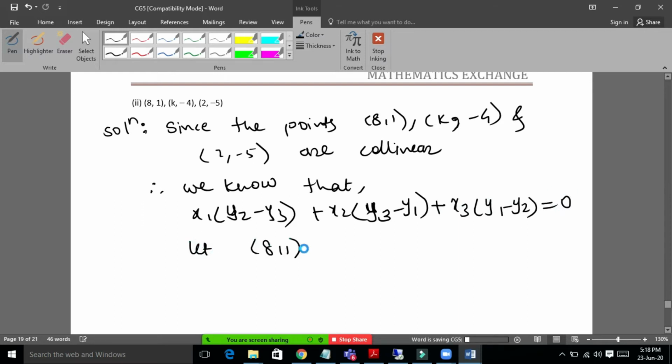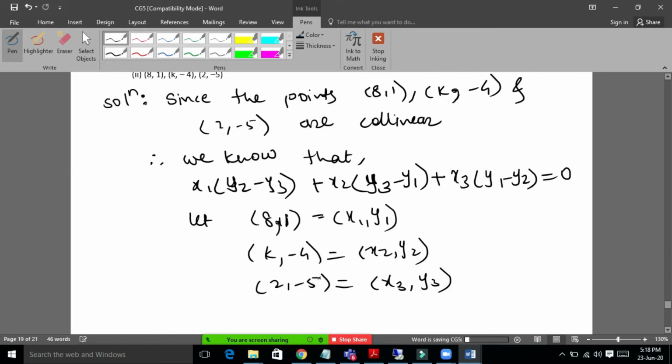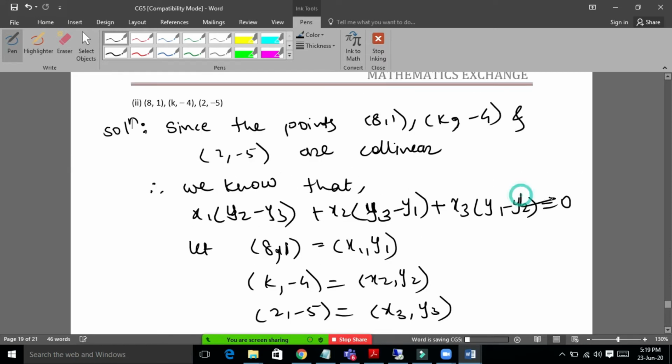So let us consider (8, 1) as x1, y1, (k, -4) as x2, y2, and (2, -5) as x3, y3. So we consider the coordinates as x1, x2, x3 and y1, y2, y3. Now we substitute in the above equation. So we give this as equation number 1 here.